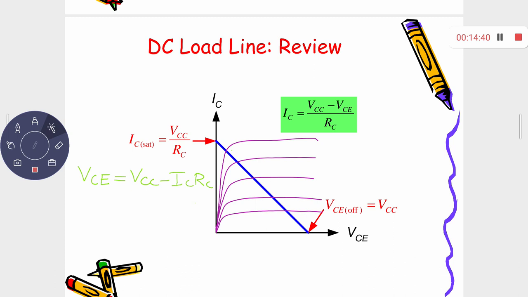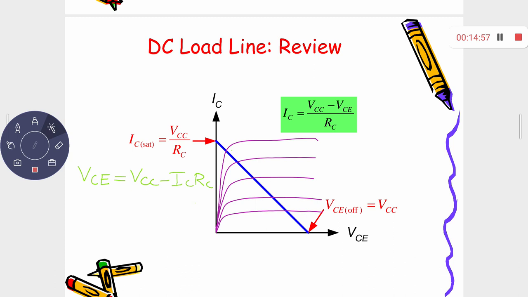But here our objective is not to use the transistor as a switch, rather to use it as an amplifier. So therefore, I have to place my operating point somewhere in between this range. And it's better if I place it in the middle, so that I can have the maximum fluctuation.